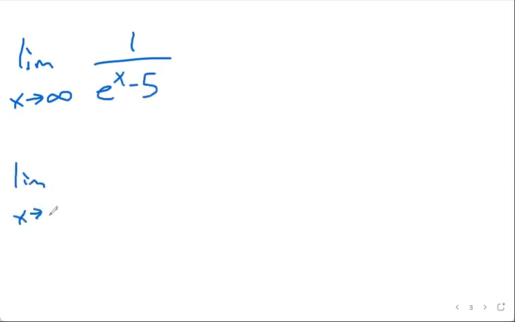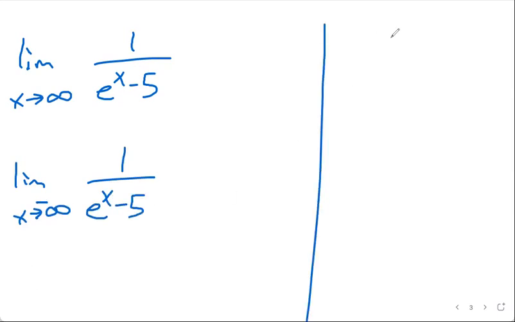What if you're asked the limit as you approach infinity of a rational expression, but it's got exponentials? So like the limit as x approaches infinity of 1 over e to the x minus 5, but not infinity. Let's do negative infinity. Well, that means you have to know what the graph of e to the x looks like. It looks something like the following.